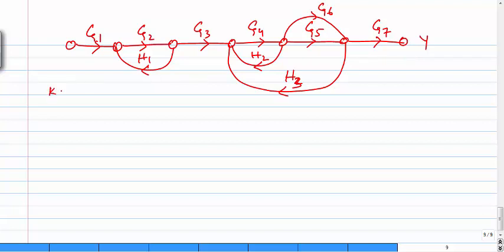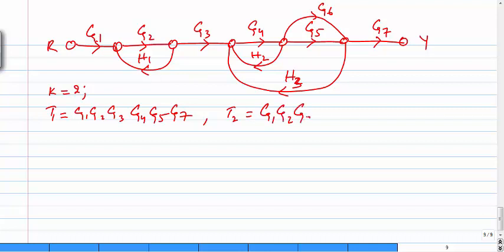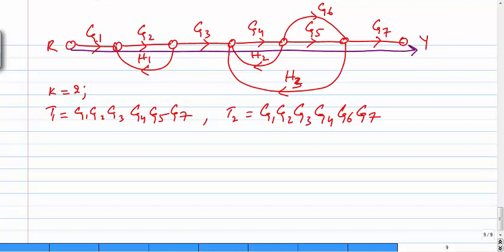Now here k equal to 2, and T1, the gain for the first one is G1, G2, G3, G4, G5 and G7, and the gain for T2 here is G1, G2, G3, G4 and G6 and G7. So the first path is going directly from here, the second path is going from here, then moves like this. These are two forward paths.